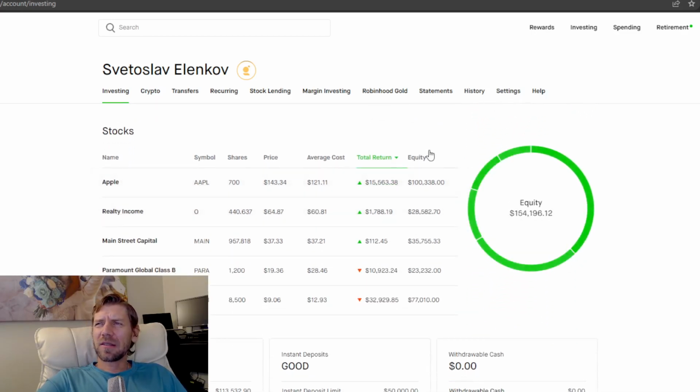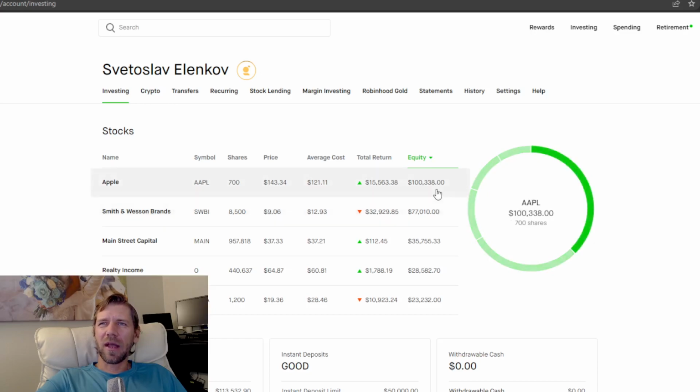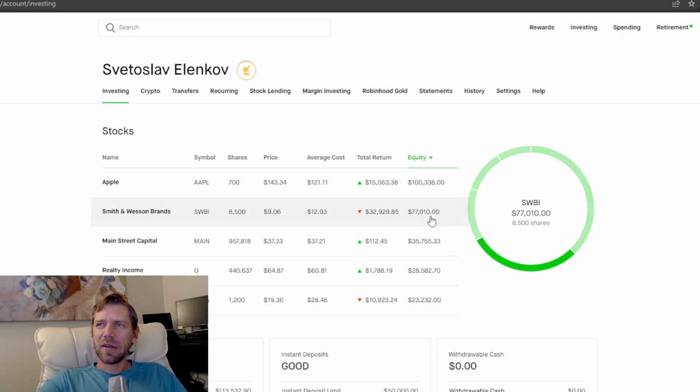These are all the positions by equity. So Apple and Smith & Wesson used to be basically tied. Now Apple is $100,000 representing in my account, and then Smith & Wesson is only $77,000. So I've suffered huge losses in Smith & Wesson, as you can see, $33,000 negative.